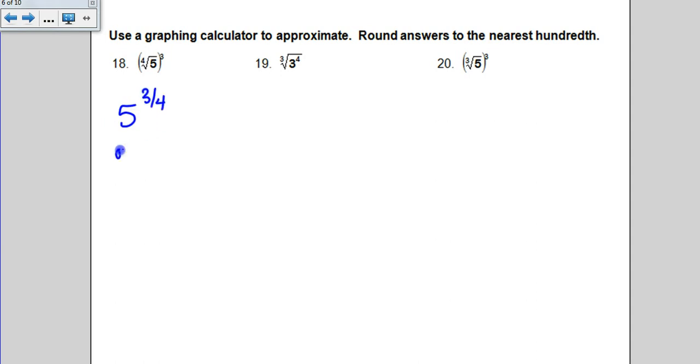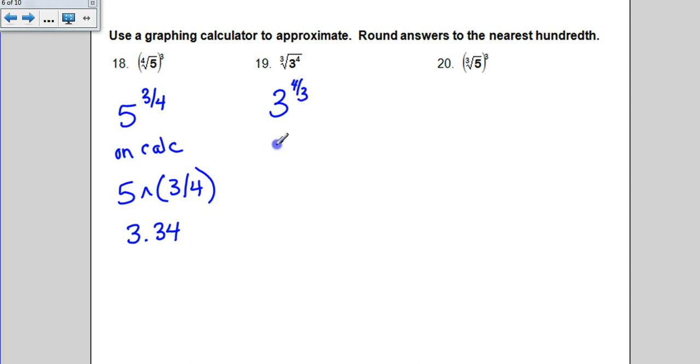So when you go to do this on your calc, you just got to make sure that you type the 5 and then you type the caret, and then your calculator understands that 3/4 is all of the exponent, so it needs to be in parentheses. So when you type that on your calculator, please try that. Make sure you do try it, don't just trust me. And it says we're going to the nearest hundredth, so 3.34 is the answer we're going to get. These next few problems will not be pretty answers. So number 19 we're going to rewrite as 3 to the 4/3 power. So on your calculator, 3 caret 4/3.